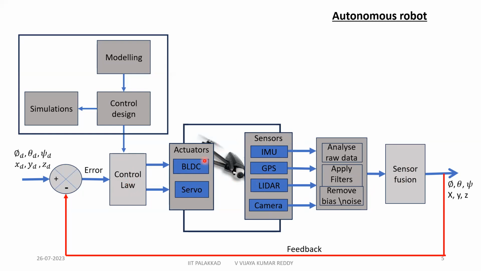Okay. So the drone will sense the motion of its current position. And let's say I have some desired position. I want to make the drone go to some desired position. I'm giving some desired position.